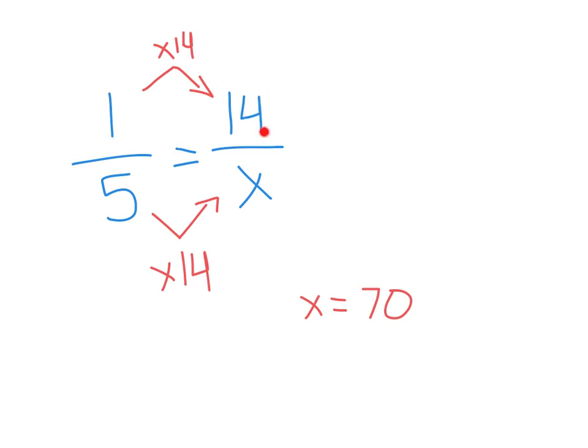So now I just use equivalent fractions to find x, right? How I get from 1 to 14 is times 14, so I'm going to do the same thing to the denominator, 5 times 14. And as we already showed, 5 times 14 is 70, so x is 70. And that's 3 different methods.